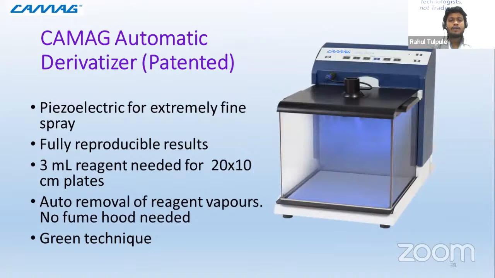Then moving to the derivatizer. The derivatizer works on a spraying technique, and it has a piezoelectric effect. A piezoelectric effect means a very thin film is present in the sprayer of the derivatizer, on which, when electricity is provided, the thin film vibrates, which is called the piezoelectric effect, and the mist is formed. This mist is settled on the plate to get an equal derivatization. The plate is equally derivatized on all the parts.